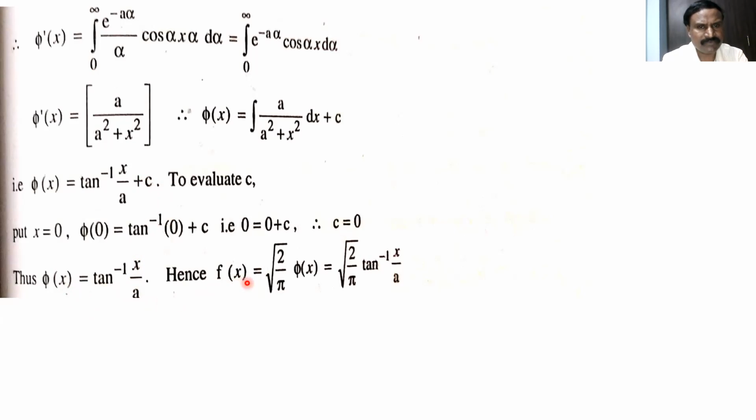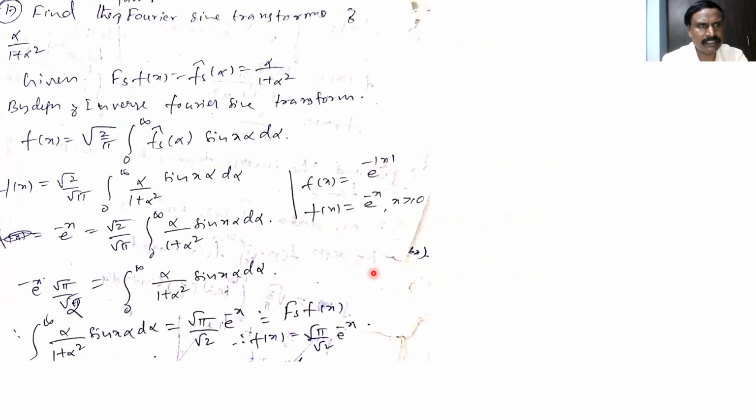Hence f(x) is equal to √(2/π) φ(x). What is φ(x)? It is tan⁻¹(x/a). So f(x) = √(2/π) tan⁻¹(x/a).